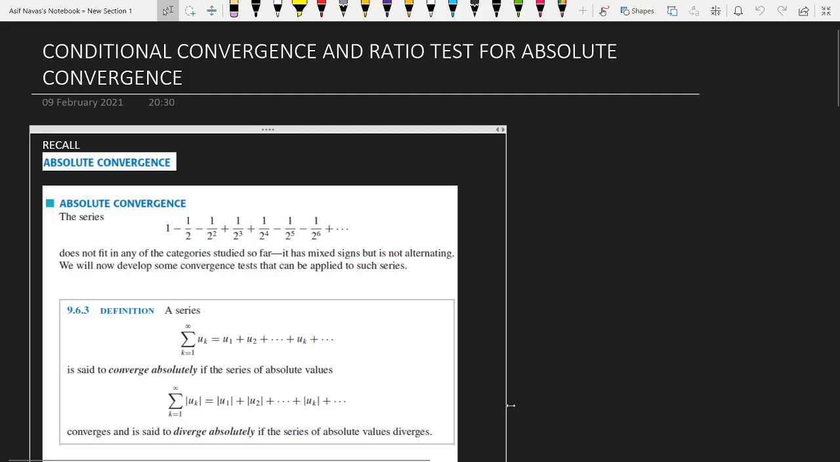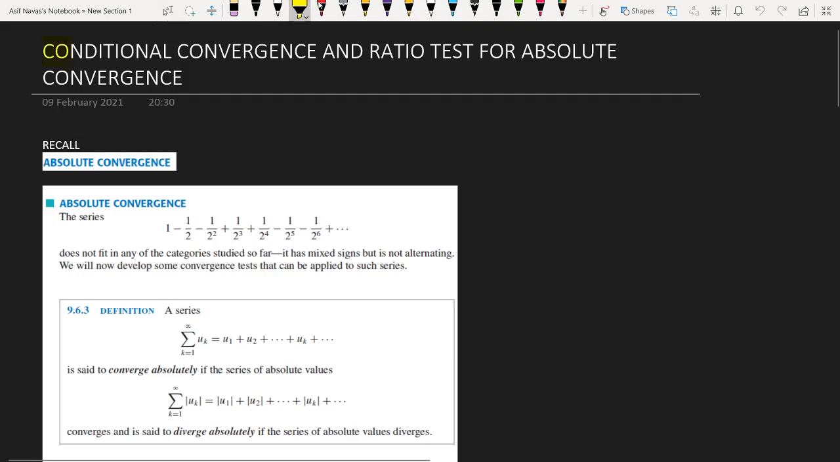So, in this lecture, we will discuss conditional convergence and the ratio test for absolute convergence. Let us recall what absolute convergence is. For example, consider the series 1 minus 1 by 2 minus 1 by 2 square plus 1 by 2 cube, etc. This series is not an alternating series, because its terms are not alternately positive and negative. Here the second term is negative and the third term is negative. So we cannot use the alternating series test.